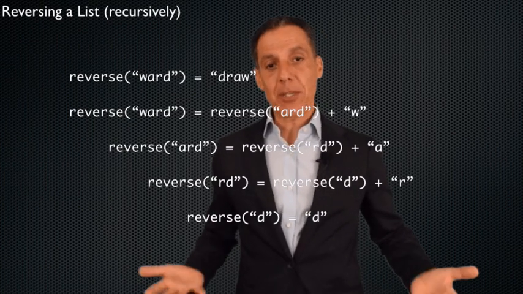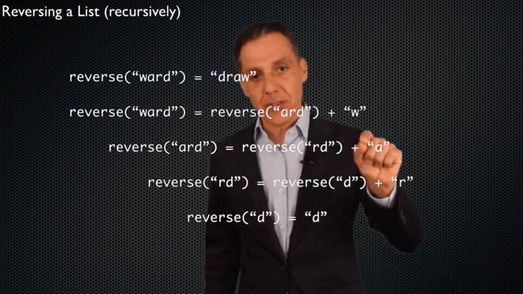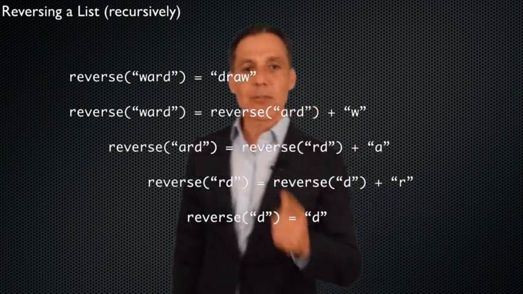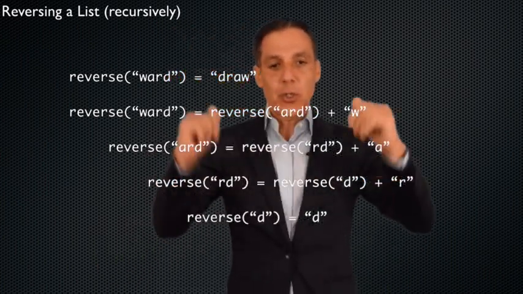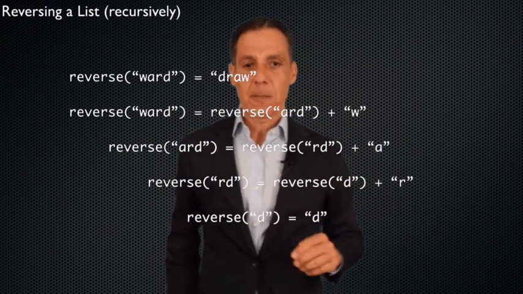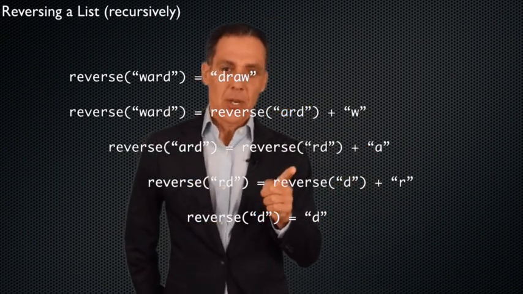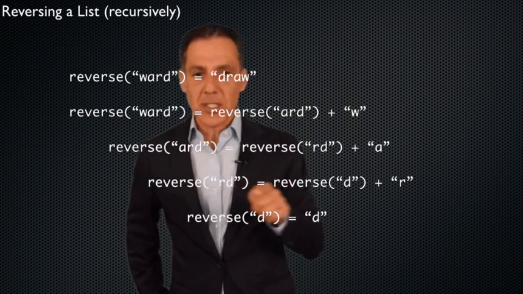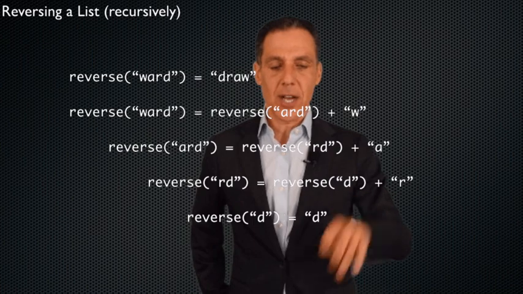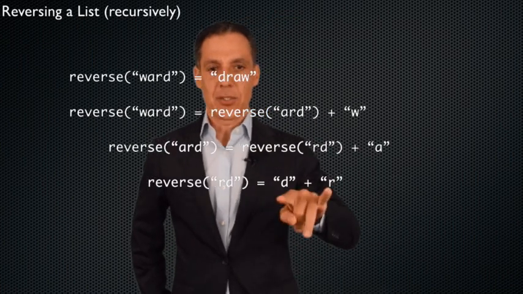We've built up an expression with a series of string concatenations, and now we've just got to work our way back up this stack in order to create the final answer. So let's start at the bottom, of course. What is reverse of D? It is D. And so reverse of RD is just the string concatenation of D and R. Okay, that's easy. I know how to do that.